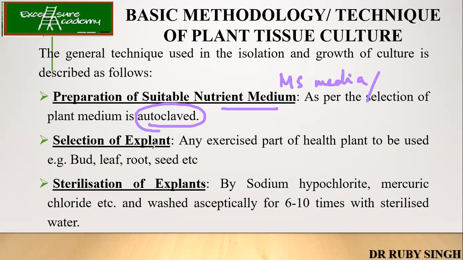Now selection of the explants. Depending on the type of plant or plant part you're going to use, you're going to take the explant. It can be the bud, a part of a leaf, a root, a seed, etc. It can be any part of the plant. And then you need to sterilize. Remember from the previous lecture, how do we do the surface sterilization? By using sodium hypochlorite or mercuric chloride and washing aseptically 6 to 10 times with sterilized water. Because we don't want the presence of these salts when we further carry out the plant tissue culture. So you need to sterilize it and then carry out the experiment.